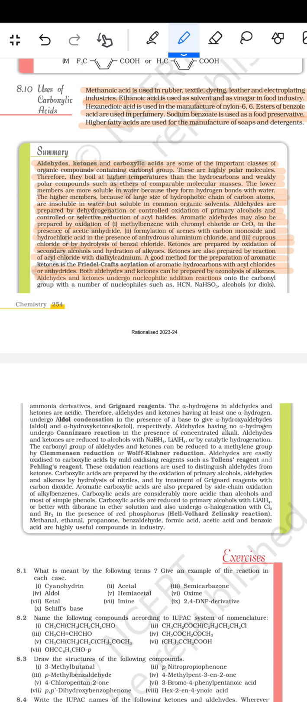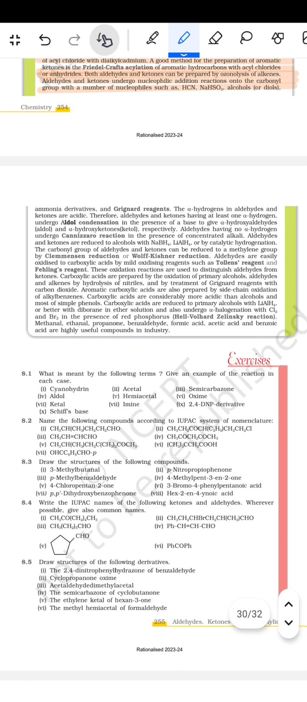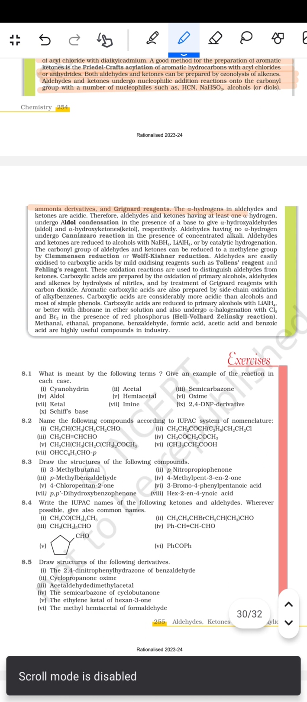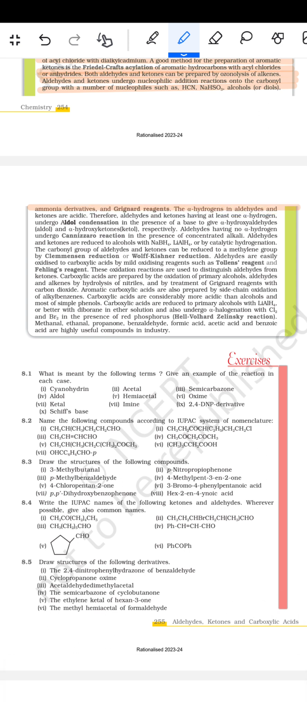Aldehydes and ketones undergo nucleophilic addition reaction onto the carbonyl group with a number of nucleophiles such as HCN, NaHSO3, alcohols or diols, ammonia derivatives and Grignard reagents. The alpha hydrogens in aldehydes and ketones are acidic. Therefore, the aldehydes and ketones having at least one alpha hydrogen undergo aldol condensation in the presence of a base to give alpha-hydroxy aldehydes and alpha-hydroxy ketones respectively. Aldehydes having no alpha hydrogen undergo the Cannizzaro reaction in the presence of concentrated alkali.